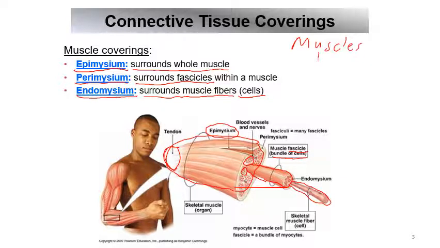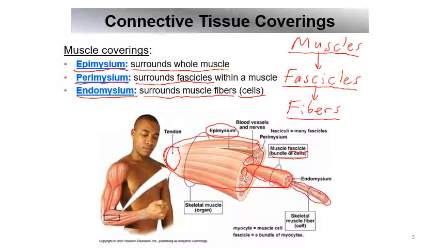And so I wanted to just write down here, muscles are made up of fascicles, those rods, and the fascicles are made up of muscle fibers or the muscle cells. And so the epimysium surrounds each muscle, perimysium surrounds each fascicle, and the endomysium surrounds each fiber.